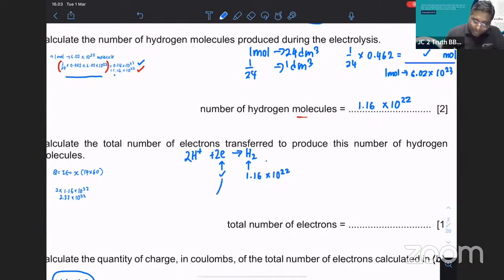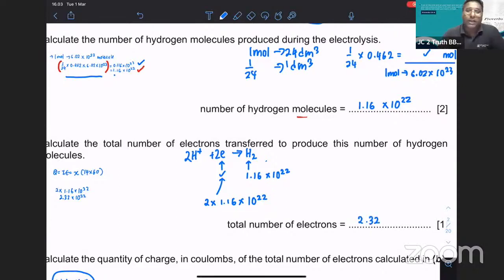So this value should be double. If that is going to be your number of molecules, the number of electrons should be double the number of molecules that you have. So that is going to be 2 times 1.16 times 10 to the power of 22. You just need to calculate that. If you calculate that, you will get the answer, which is 2.32.